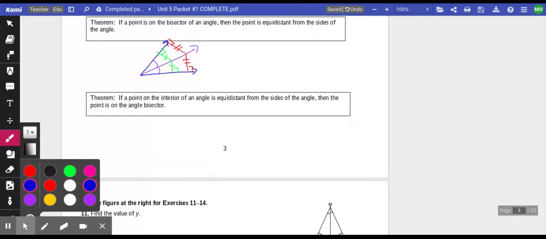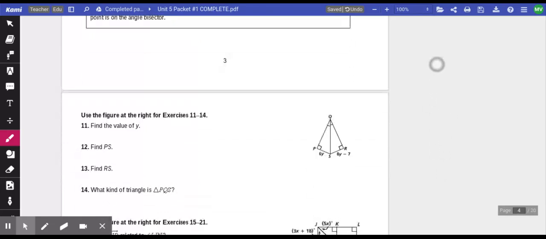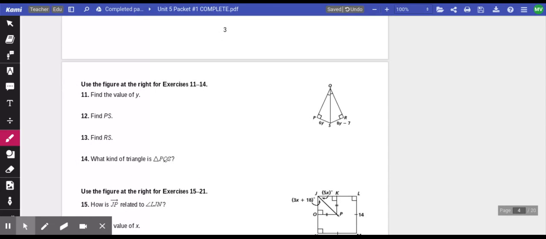Next, if a point is on the interior of an angle and is equidistant from the sides of the angle, then the point's on the angle bisector. So that's just doing that theorem backwards. So now let's see how we can use this. Find the value of y.